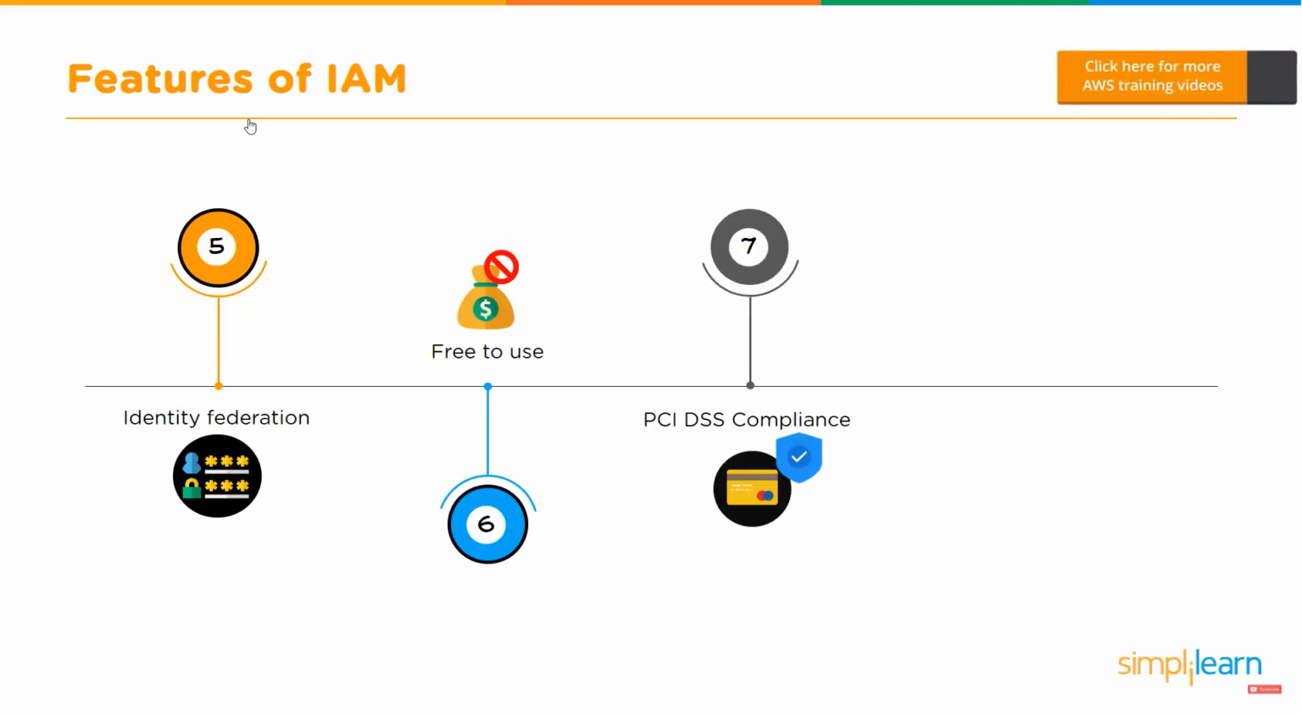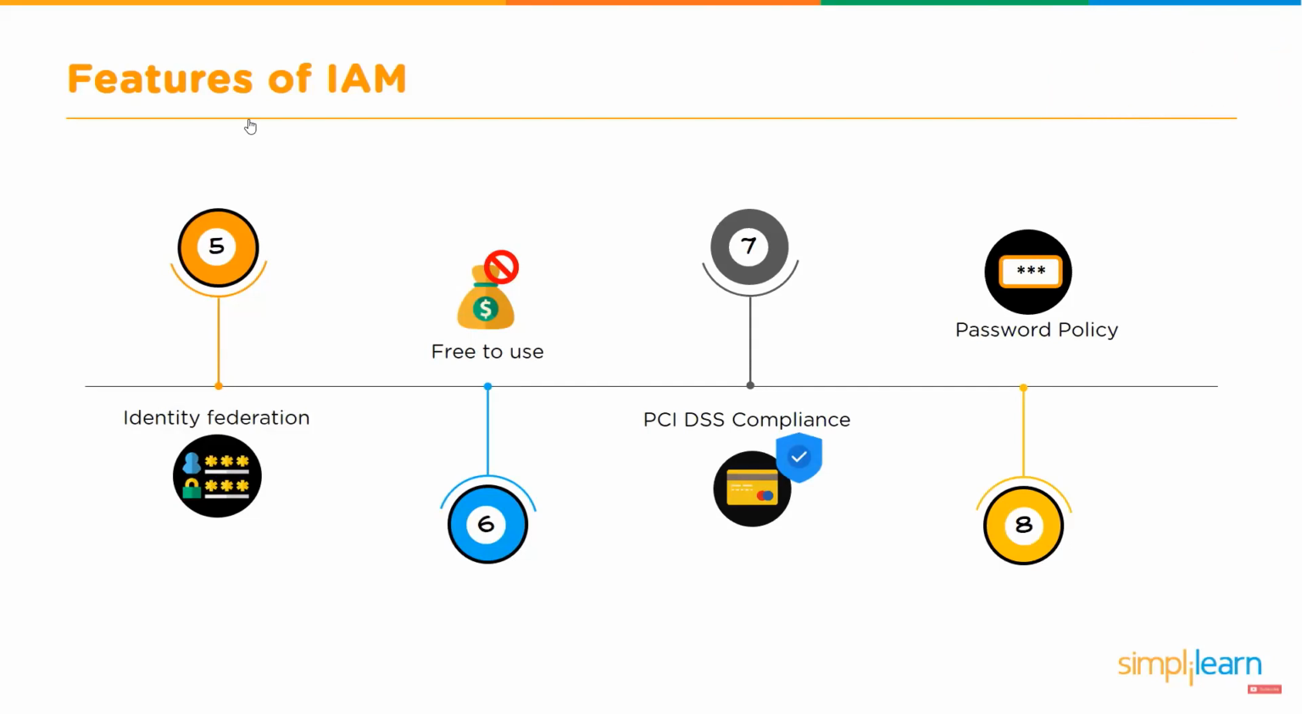IAM is a PCI DSS compliant product. IAM comes with password policy where we can reset the password remotely or rotate the passwords remotely. And we can set rules like how a user should pick a password. It should not be one that was used in the past, any of the past 3 times, stuff like that. So you get the idea, right? How the features of IAM help us to build a secure authentication and authorization system in or for our AWS account.